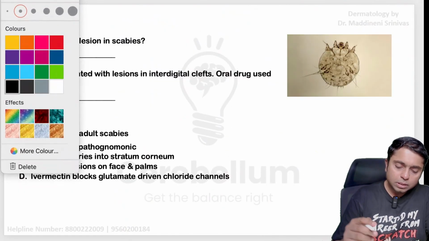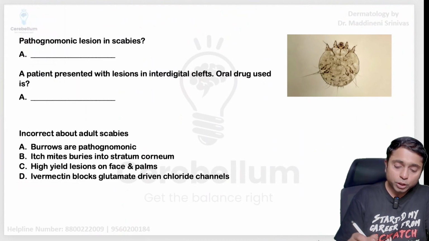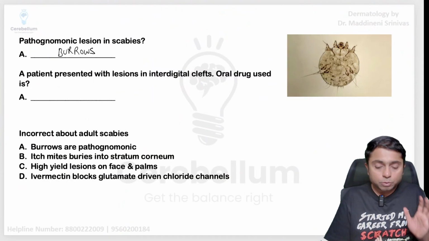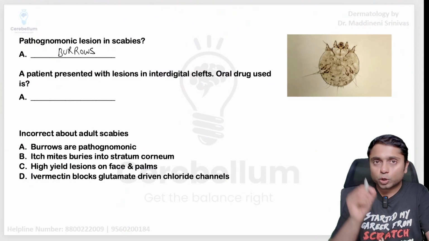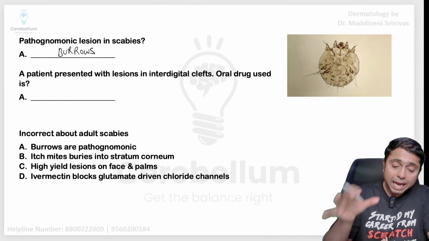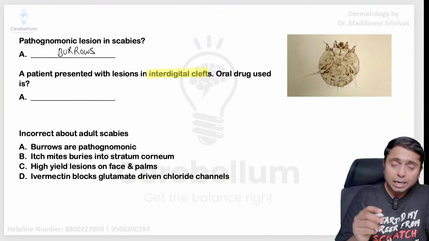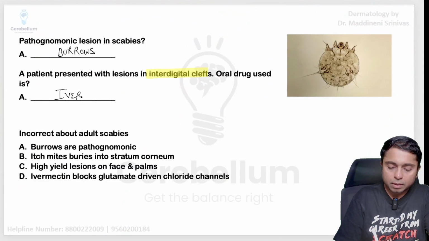Yeah, so now some fill in the blank type of questions. Pathognomonic lesion in scabies is, so these can be expected MCQs for your theory exam. So you should know burrows are the pathognomonic lesion of scabies. These were already asked. A patient presented with lesions in the interdigital clefts. Oral drug which is used in these patients is going to be ivermectin.